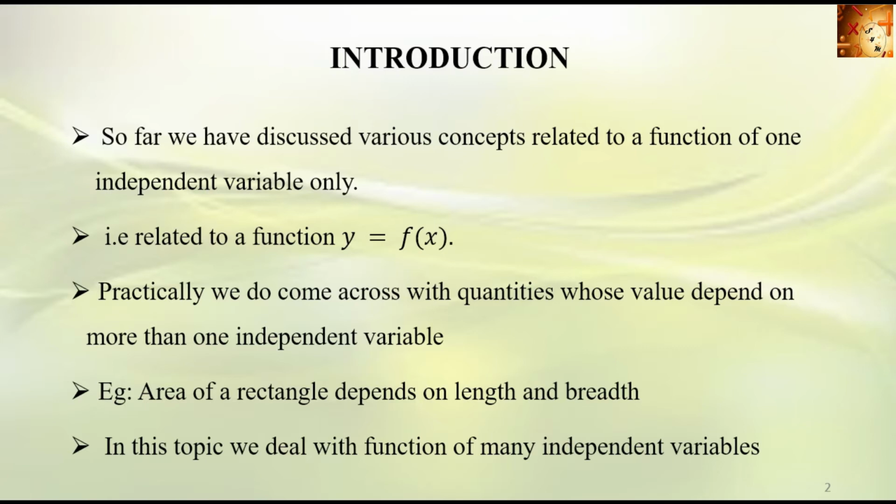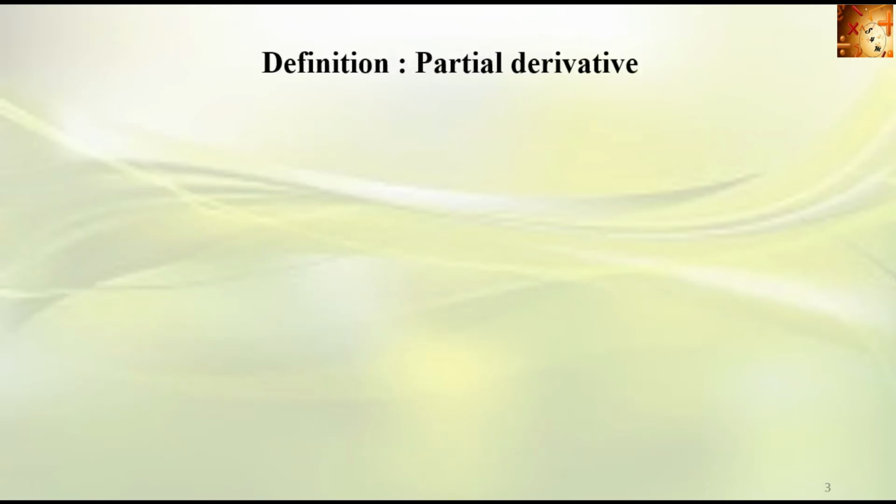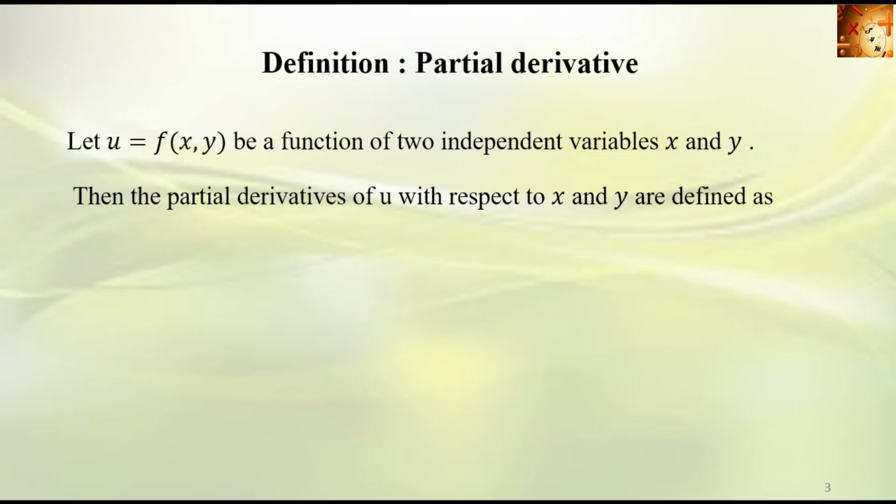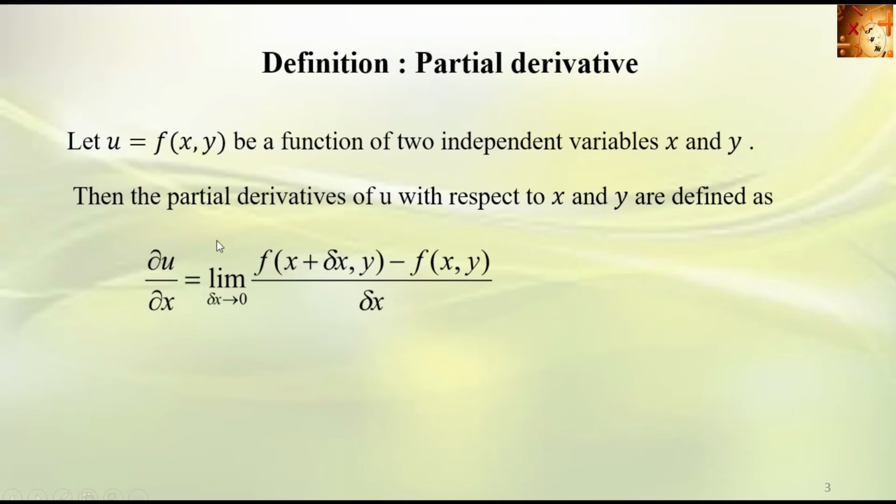Moving to the definition of partial derivative, let u equal to f of x y be a function of two independent variables x and y. That means here u is the dependent variable and x and y are the two independent variables. Then let's see how the partial derivative is defined. The partial derivatives of u with respect to x and y are defined as this one. It is read as dou u by dou x.